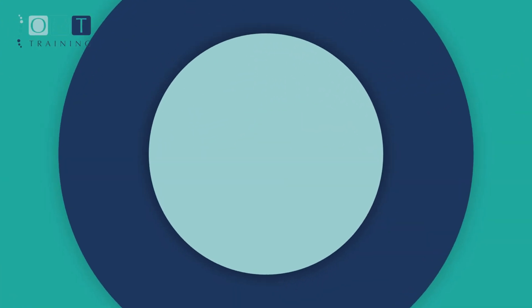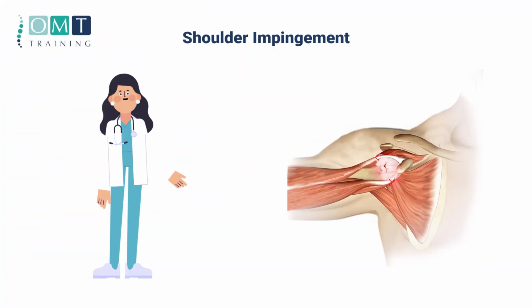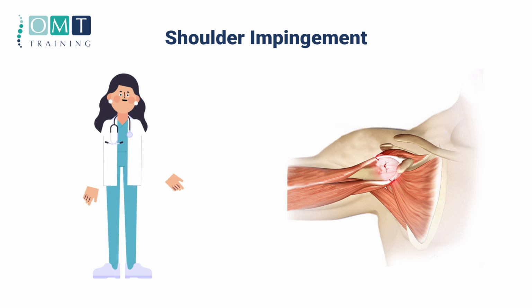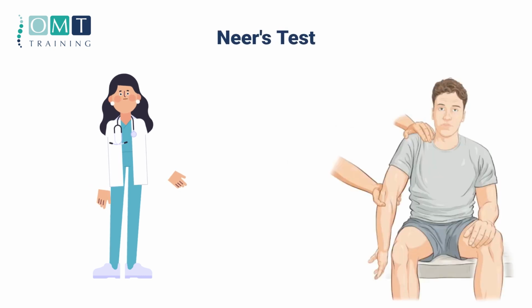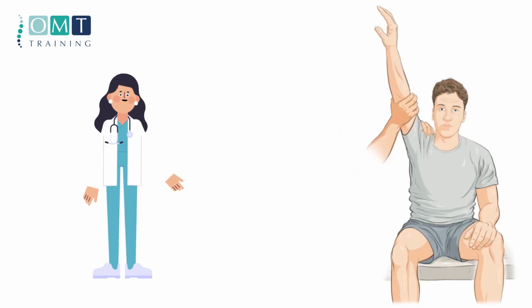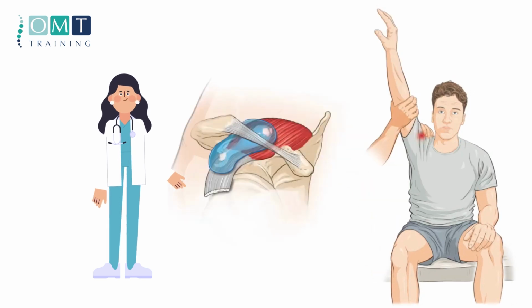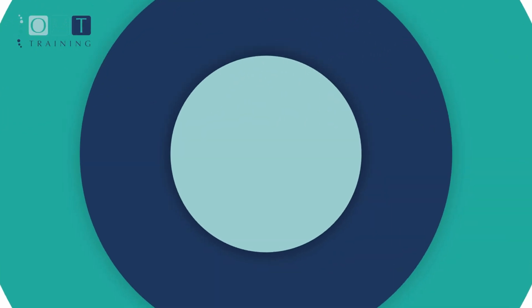The next pathology is shoulder impingement. There are 3 special tests for impingement. The first one is Neer's test. I ask the patient to fully internally rotate the arm and passively flex the shoulder joint. If the patient experiences pain over the anterior or lateral deltoid, the test is considered positive.